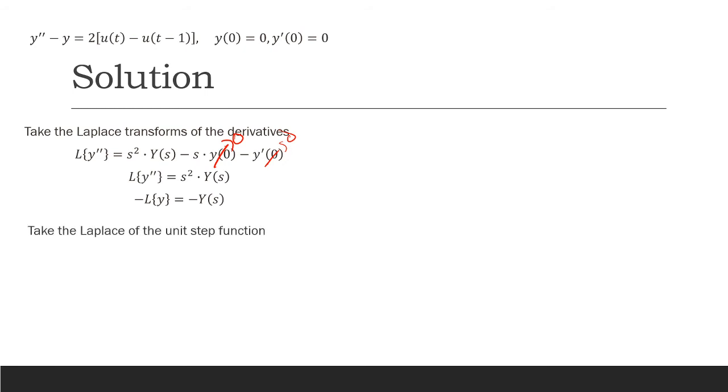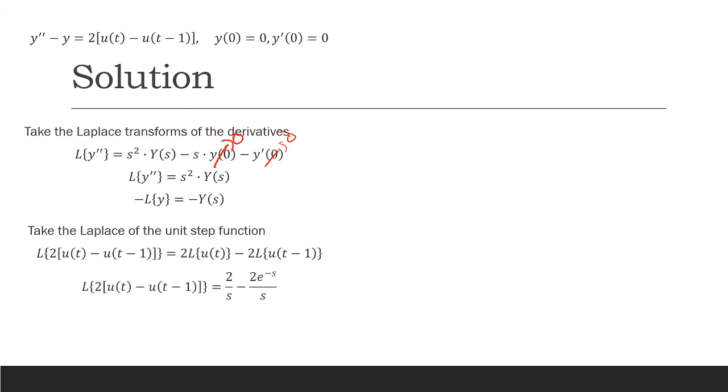Now we take the Laplace transform class of the unit step function. Unit step function natin is 2 u of t minus u of t minus 1. So taking the Laplace transform, this is very obvious. Direkta sa table natin, we will have 2 over s minus 2e raised to negative s over s. That is our Laplace transform. Substitute, we will have s squared times y of s minus y of s is equal to 2 over s minus 2e raised to negative s over s.